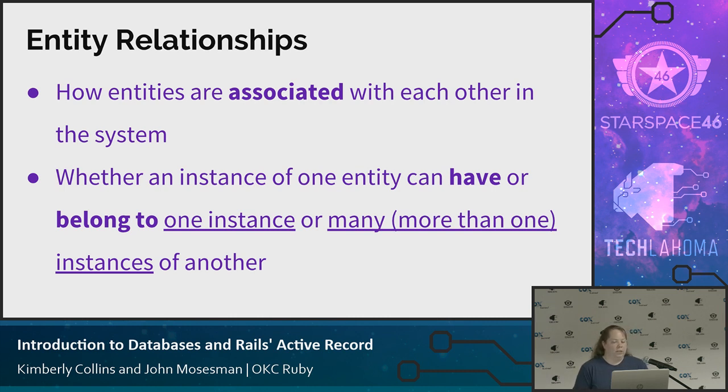And we use the term many just to mean more than one. So the difference between one and more than one is huge. The difference between 2 or 3 or 4 doesn't really matter at all. It's just, can there be one or more than one? And I'll go into some examples so that I hope this makes more sense.